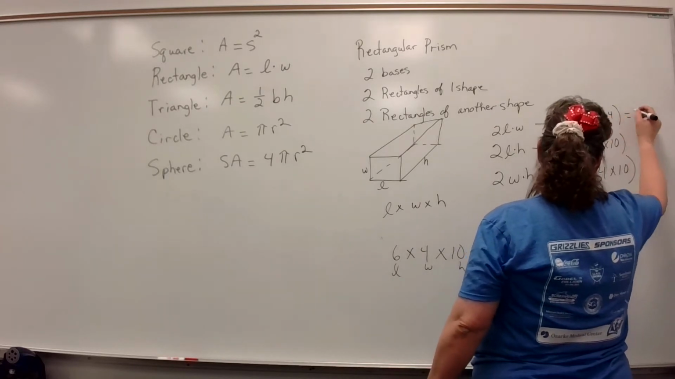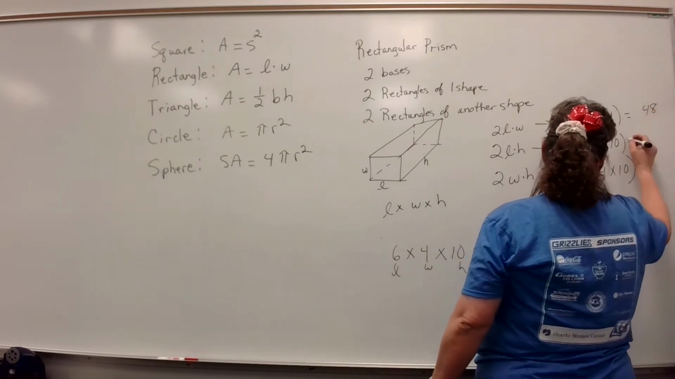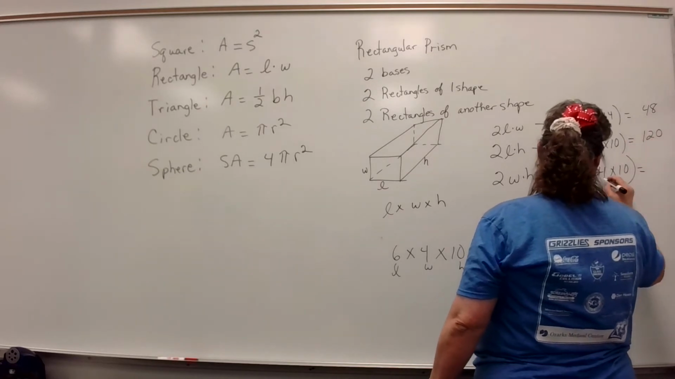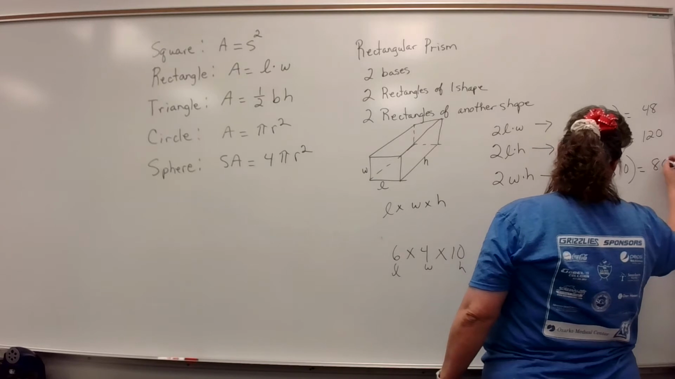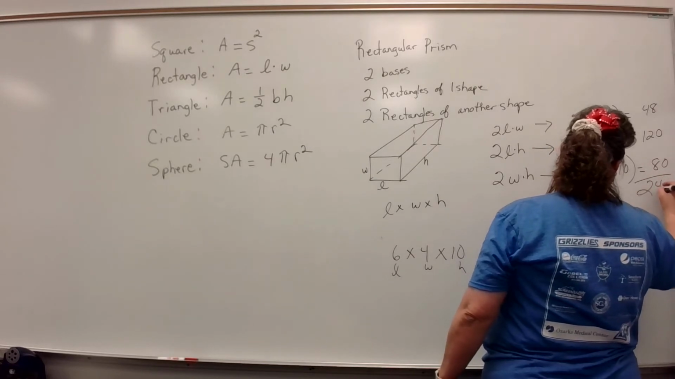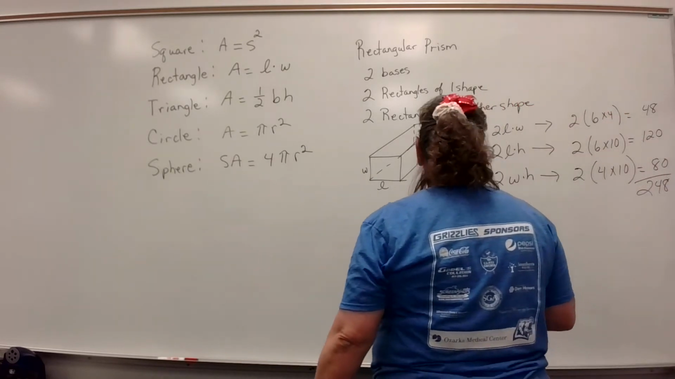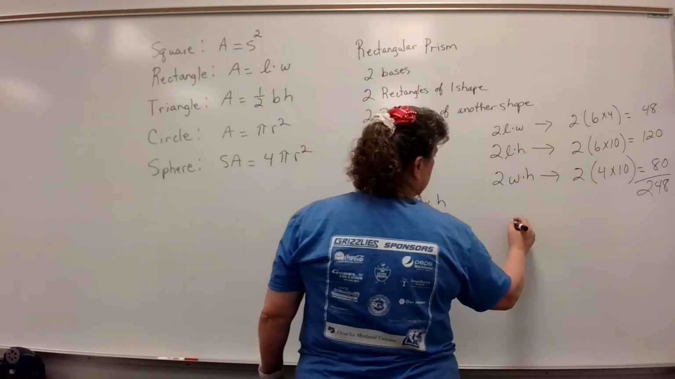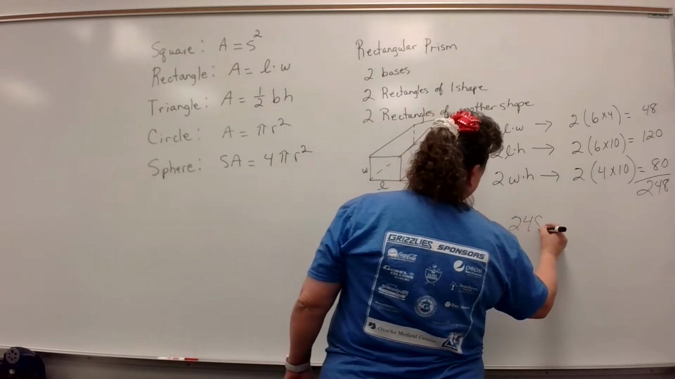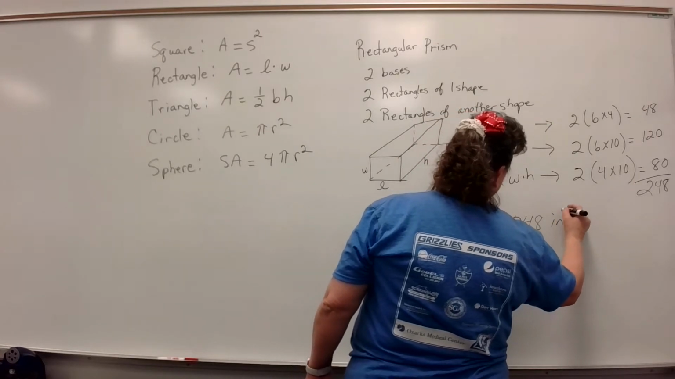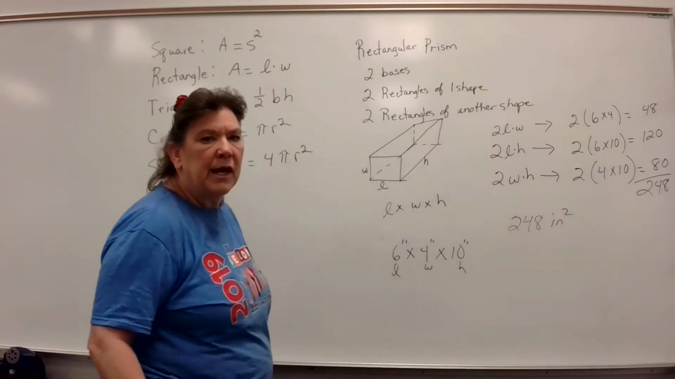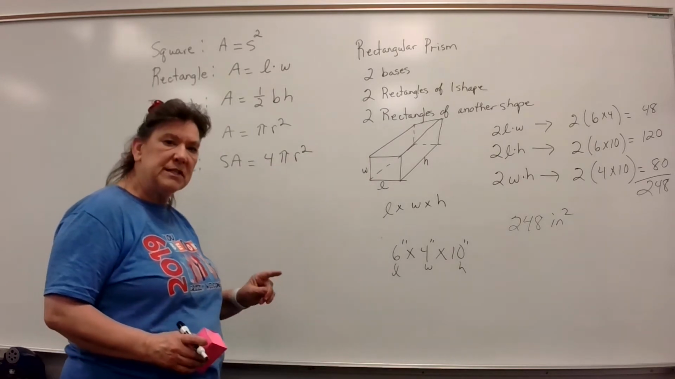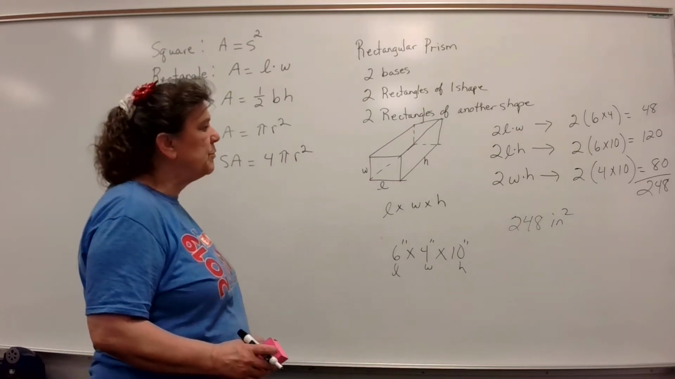So that's 24, making 48. And 60 times 2 is 120. 40 times 2 is 80, making 248. So this would be, and let's make them inches, so this would be 248 inches squared, or square inches. And that would be the surface area of this rectangular prism.